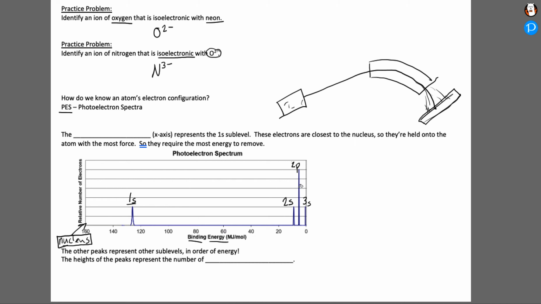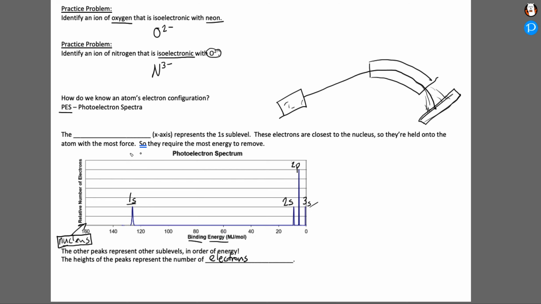And notice how the height of the peaks matches with what we've been saying about these electron configurations. So if we look at the relative number of electrons, the 1s, which remember can only hold 2 electrons, goes up 1, 2. Same thing for the 2s, 1, 2. The 2p sublevel can hold up to 6, 1, 2, 3, 4, 5, 6. And then the 3s can only hold up to 2. So the heights of the peaks represent the number of electrons.